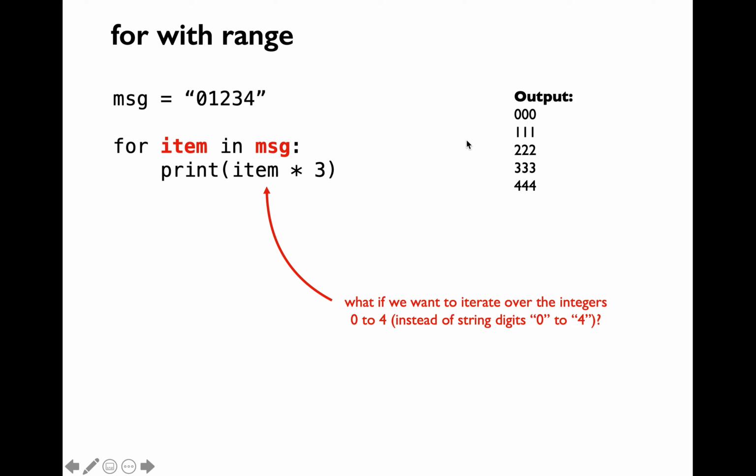What if I wanted my for loop to iterate over the integers 0 to 4, which represent the index positions, rather than iterate over each of the characters within a particular sequence? You can achieve that by using the range built-in function call. The range built-in function call takes at the minimum one argument. That argument is going to determine the set of numbers that you generate as part of your sequence.